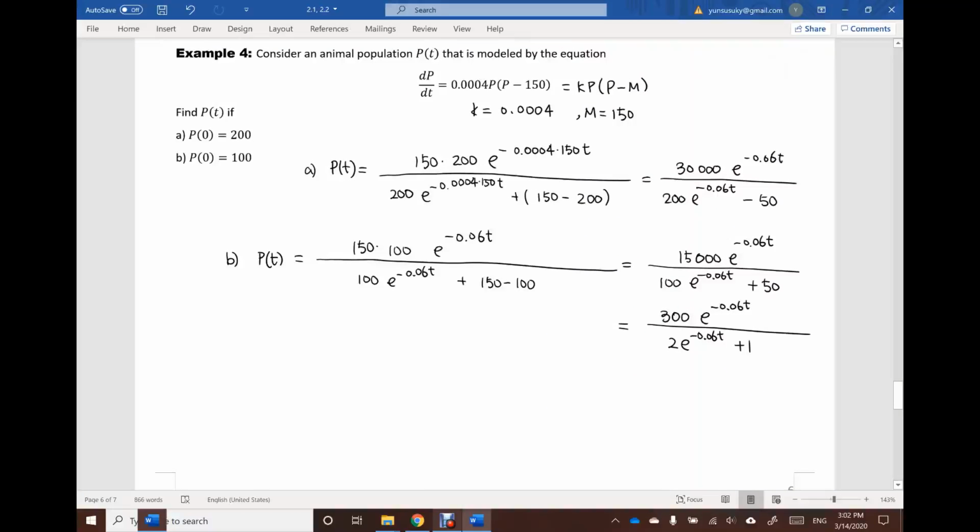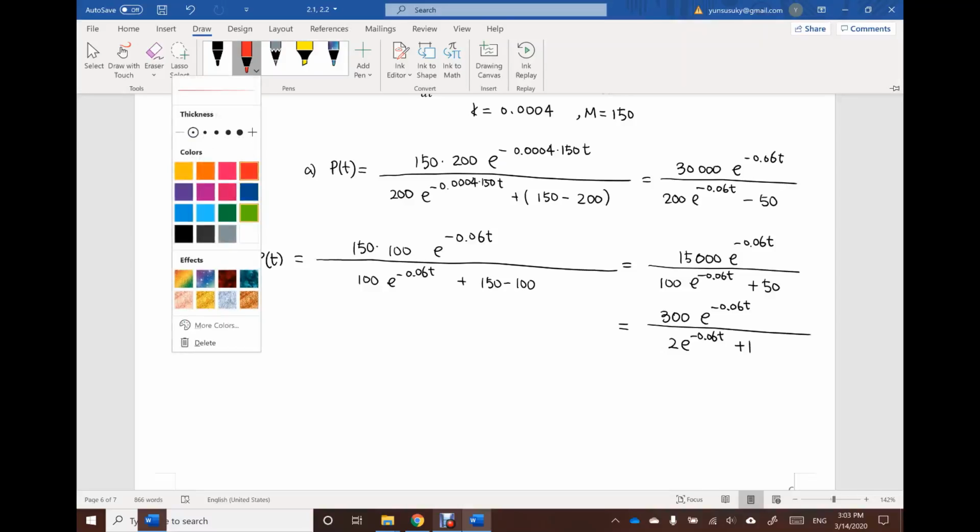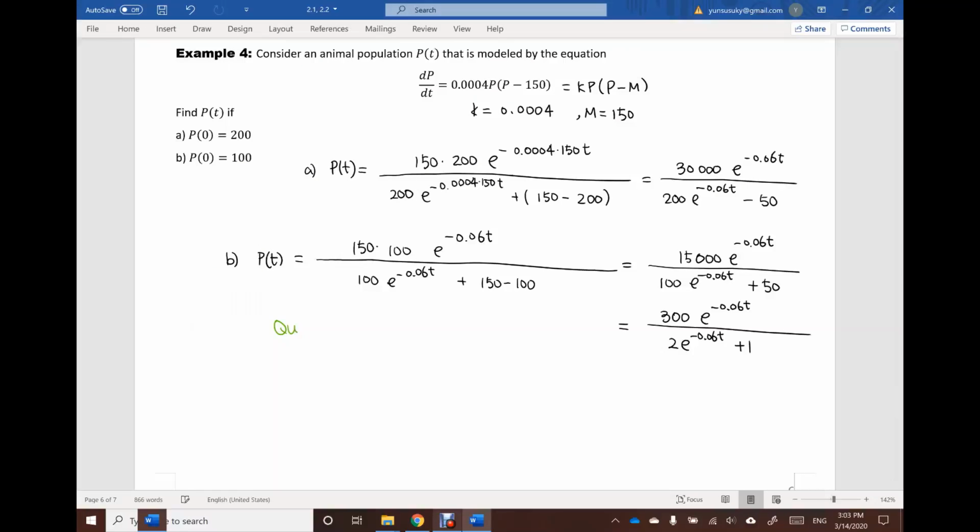Alright, more questions. What happens when t goes to infinity? Okay, let's look at part A and part B. Okay, so questions? What happens if t goes to infinity? Let's look at part A. First of all, look at the numerator. Exponential is always greater than 0, right?